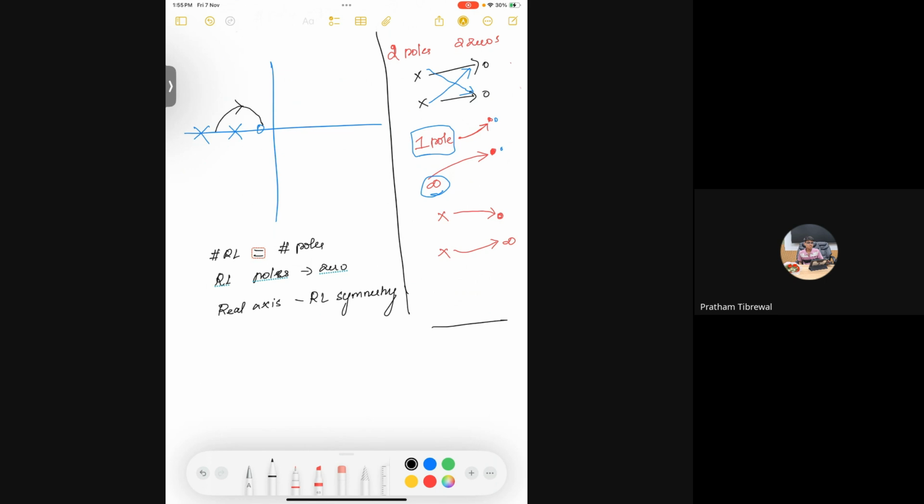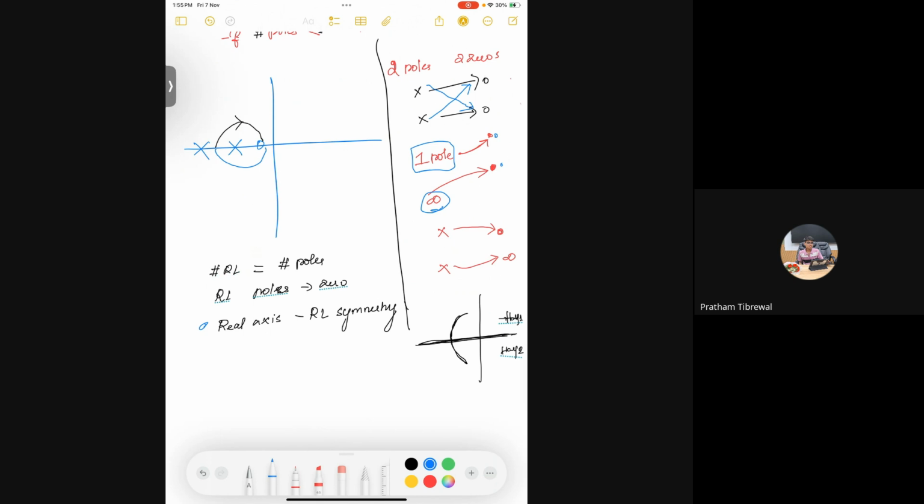If I dissect the S plane into two halves about the real axis, for example this is half 1 and this is half 2, my root locus will always be symmetric. If there is one curve here, there will be an equal and symmetric curve here also. So about the real axis in the S plane, your root locus will be symmetric. If I draw one root locus like this, there should be another root locus like this, right? It's a property, it should satisfy.